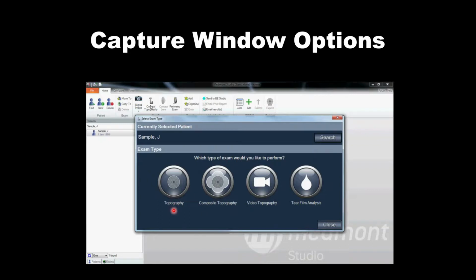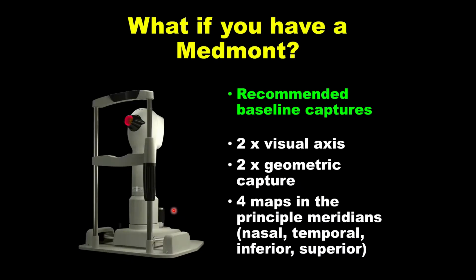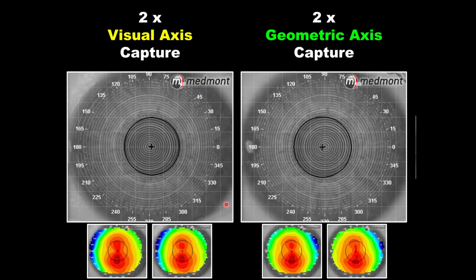And that's how I take my corneal topographies using the Medmont. I've understood what the composite wizard needs. Now I just use the single topography capture window. And this is a recommendation that you might use in practice. This is something we use at Pacific University. We take 2 images on the visual axis, 2 on the geometric axis, and 1 in each of the 4 principal directions. And we'll explain why.